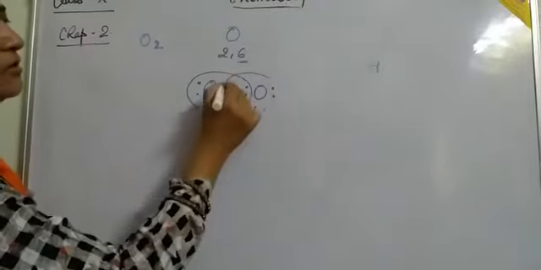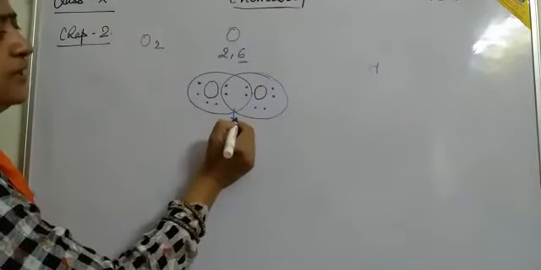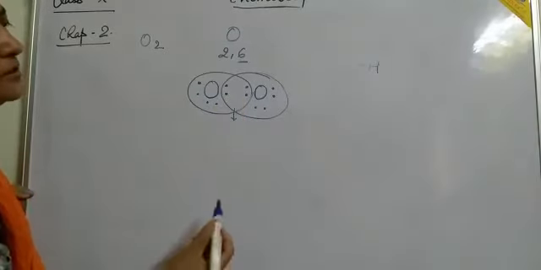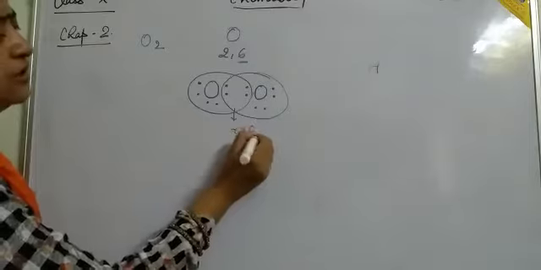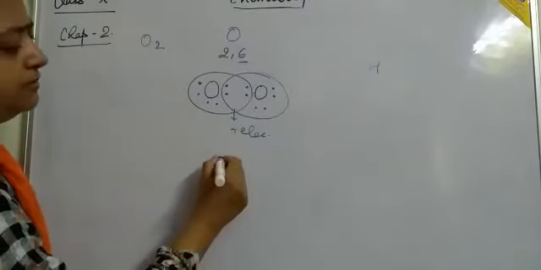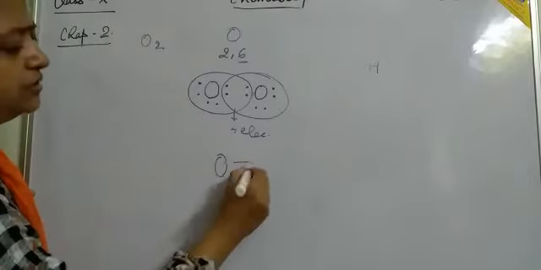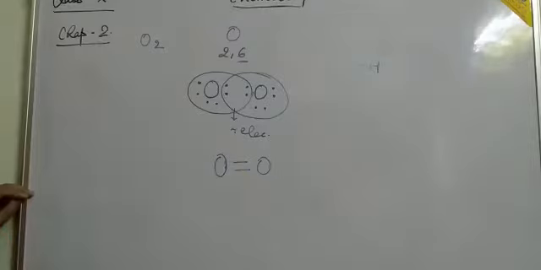So cover these 4 electrons. In this common place, how many electrons are present? 1, 2, 3, 4. Here 4 electrons are present. So the bond formed here is O double bond O. It is an example of a double covalent bond.